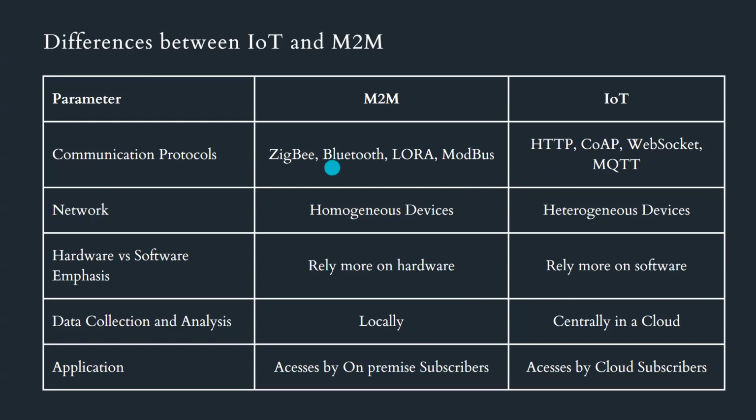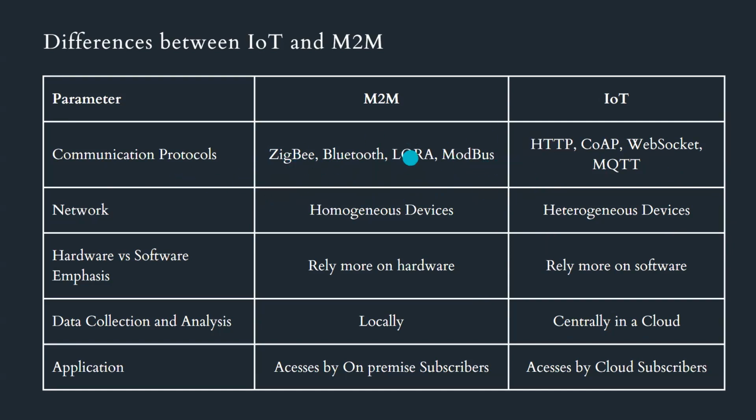Basically, the communication protocols used in M2M will be the communications that can be done via a direct communication link. The direct communication link can be established using basically Bluetooth, Zigbee, LoRa, and Modbus is also another communication technology that is used in factory level robot to robot communications. So these are some of the communication technologies that can be used.